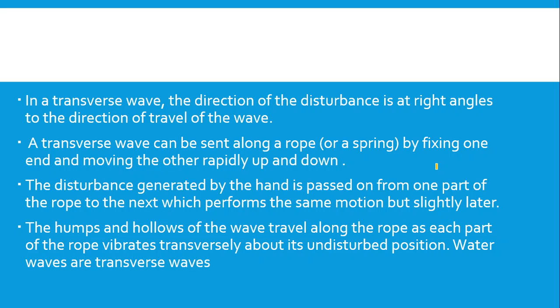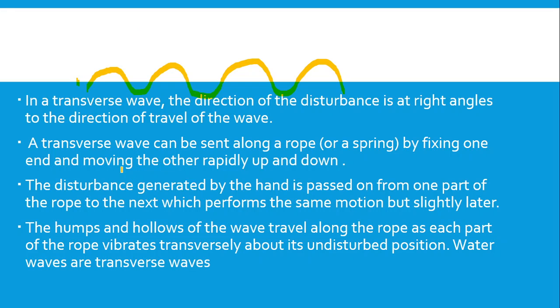Water waves are also transverse waves. So the reason why we see ripples, or the way a wave travels, is because of the transverse wave motion, which is like this. We see these upper parts of the waves in water more clearly, which are called crests.